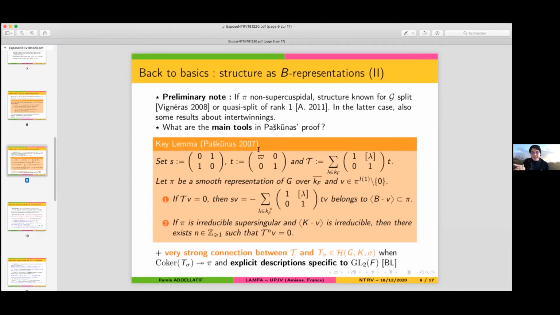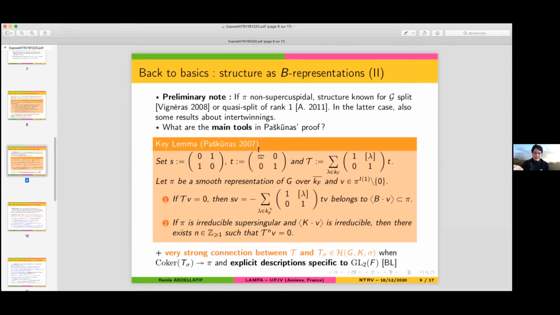And then we have this weird operator, not that weird, I will say why afterwards, the operator curly T, which is basically looking at the small t and multiplying it by any unipotent matrix coming from the finite field, the residue field. So you have something like that.